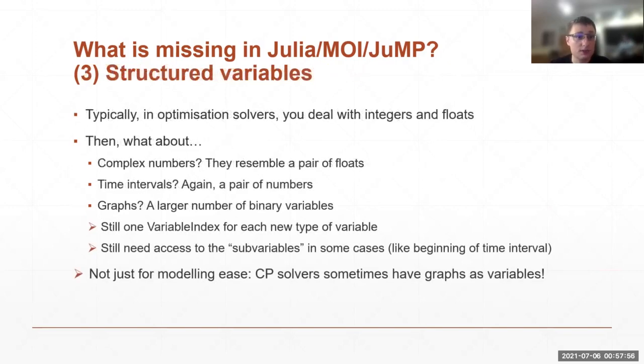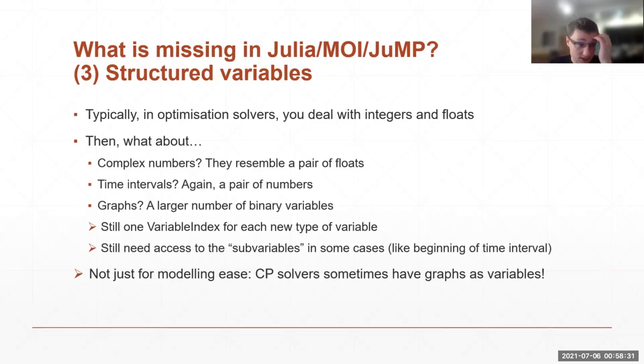The third missing point in the JuMP ecosystem is, in my opinion, structured variables. Usually in your optimization solver, you only deal with floats and integers. And then someday you think that you should deal with complex numbers. So it's still a number, but it's also a pair of floats. And then you go to CP solvers. And then you can need, for example, time intervals, which is also a pair of numbers, a beginning and an end of an interval. You can also have graphs, which is a large number of binary variables.